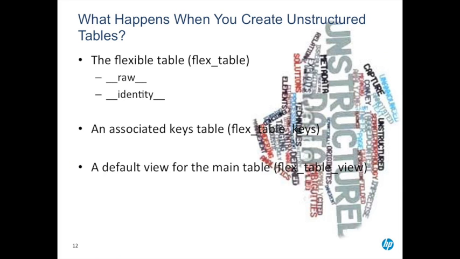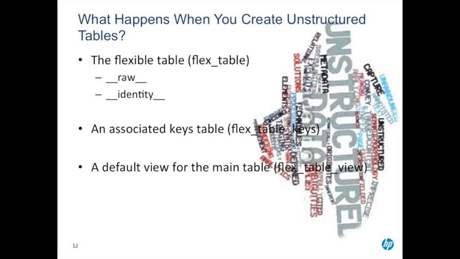So what happens when you create these unstructured tables? You create your flex table, and when you bring in the data, it creates two basic columns. There's the raw data, which is all of the data in one column, and then an identity column, which allows you to understand where the different rows are within the data. Then you have an associated keys table, the flex table keys table. It also creates a default view for the main table called the flex table view. So these are the three things that are going to be created.